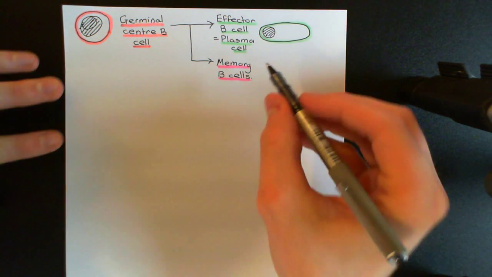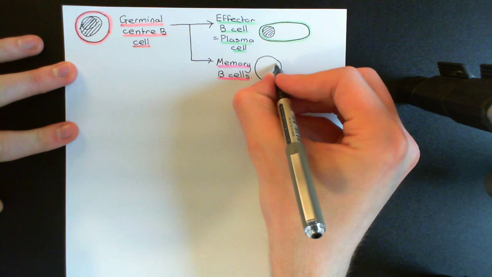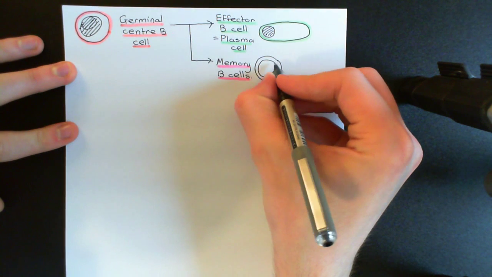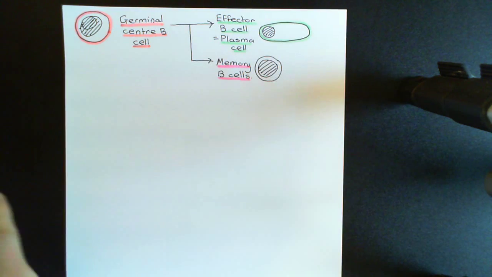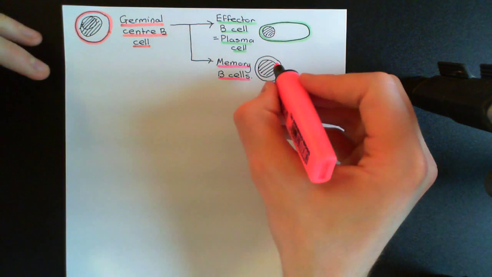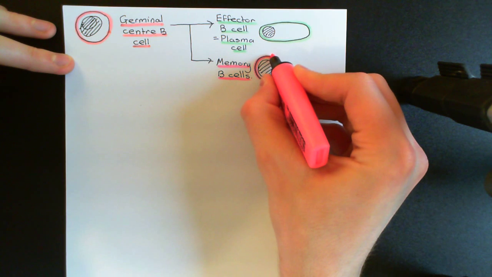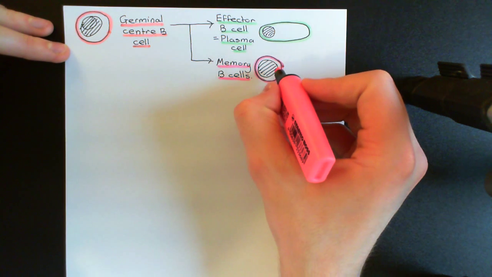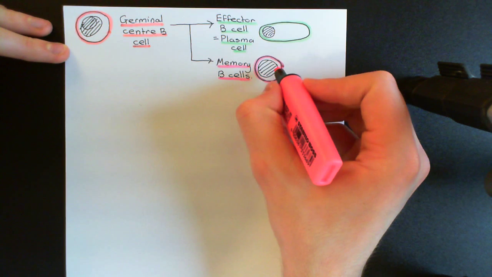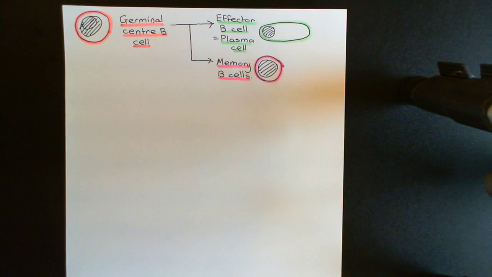So let me just draw a picture of a memory B cell. These look more like the classical picture of a B cell, where we have a very large nucleus and very little cytoplasm, like so, because of course these aren't going to be particularly active. And like the mature naive B cells, they will only produce membrane-bound immunoglobulin. The difference between these and naive B cells is that the naive B cells, remember, could only produce immunoglobulin molecules of the IgD or IgM type.